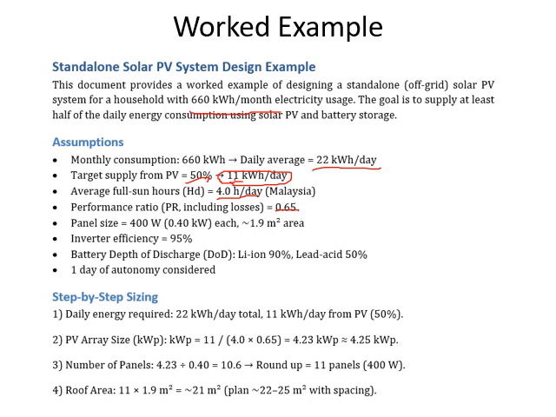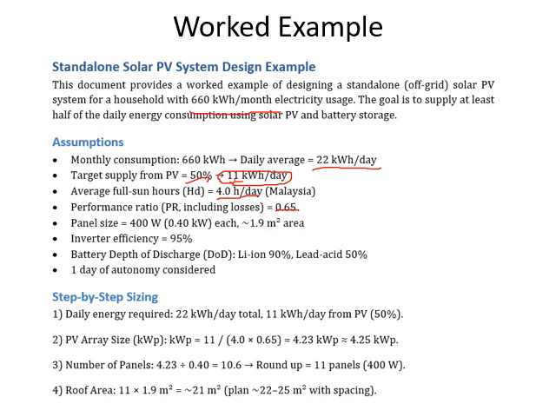Then panel size, I initially select like 400 watts per each panel, and each panel has 1.9 meter square of area. This one is available in Malaysia, so depending on that I just picked 400 watt each. Inverter efficiency, just taking 95% within a standard range. And battery depth of discharge, DOD. It means how much of the battery will be discharged. So lithium ion is 90% and lead acid is 50%.